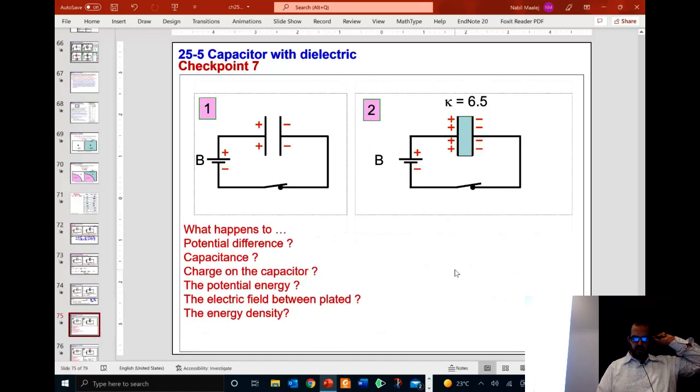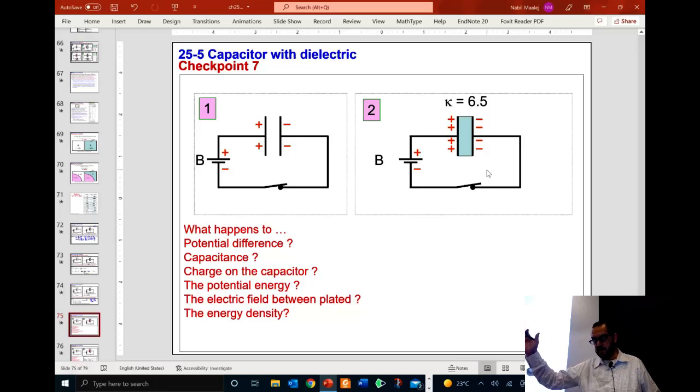All right, so now we have a checkpoint. Let's do it together. What happens to the potential difference? Now we are connecting a capacitor to a battery. The battery is still connected to the capacitor, and we introduce a dielectric between the two capacitor plates. So the first thing is, what happens to the potential difference?